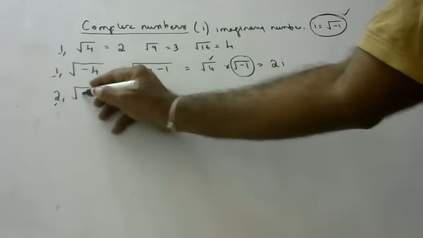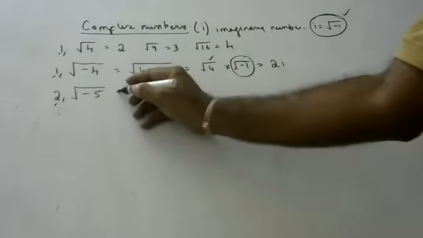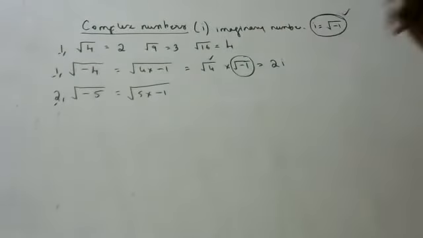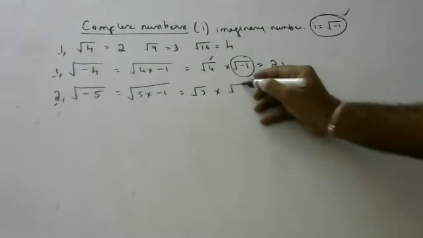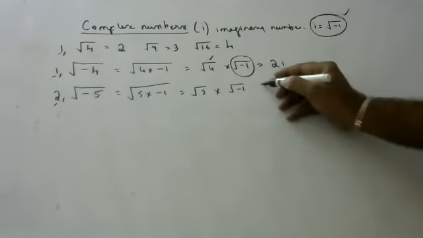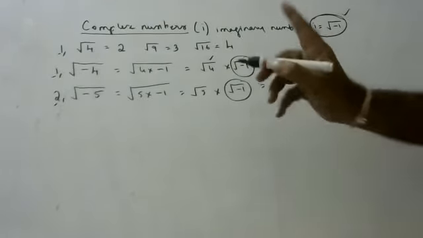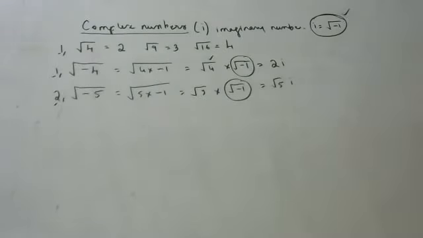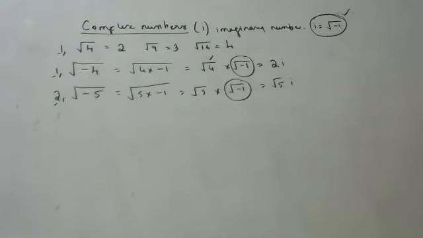Someone will say, what is the value of root of -5? There is no value. So I will write this as root of 5 into -1. I will write this as root 5 into root of -1. This we know as i. So root 5 is an irrational number, so root 5 i is the answer. Where i is an imaginary number whose value is root of -1.